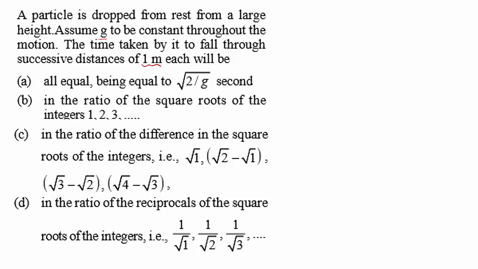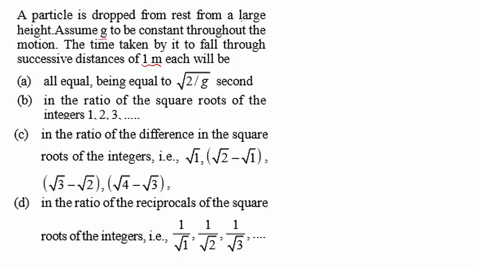A particle is dropped from rest from a large height. And here g is constant. g indicates acceleration due to gravity. g is constant during its motion. The time taken by it to fall through successive distances of 1 meter. So we have to find the time taken by that particle.